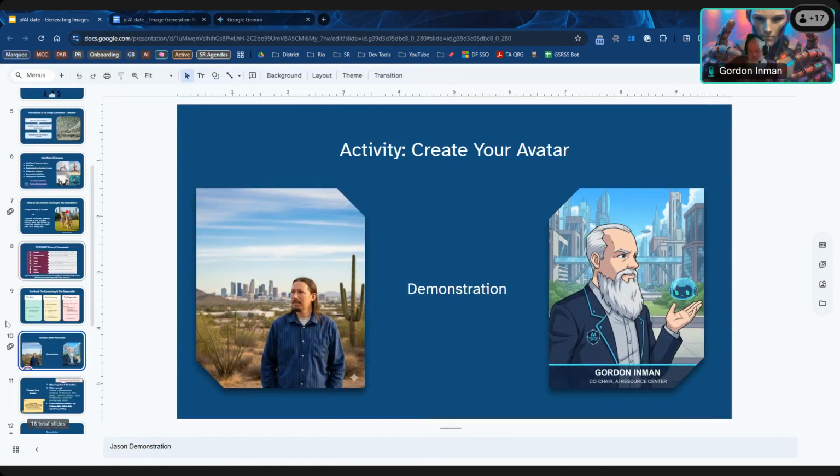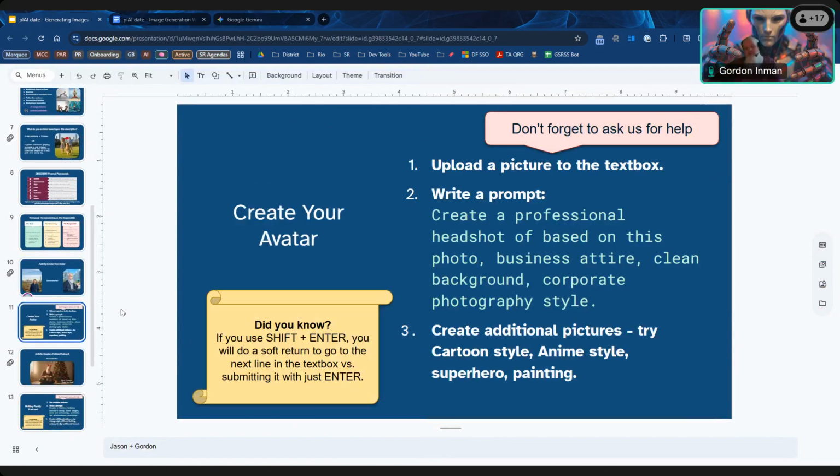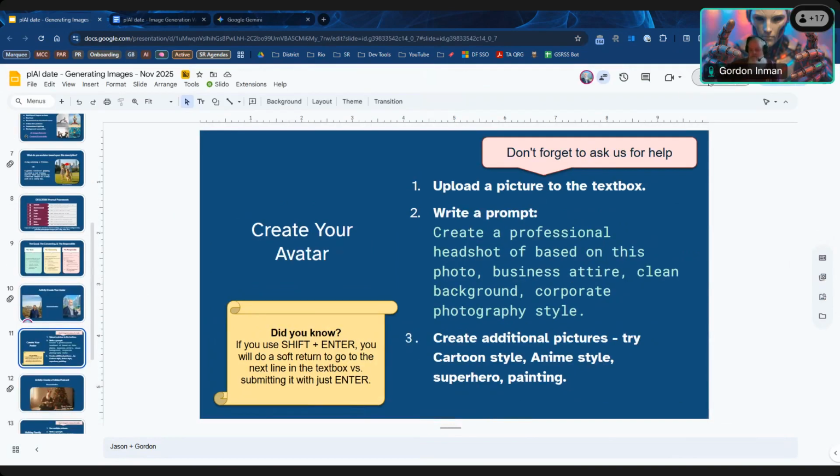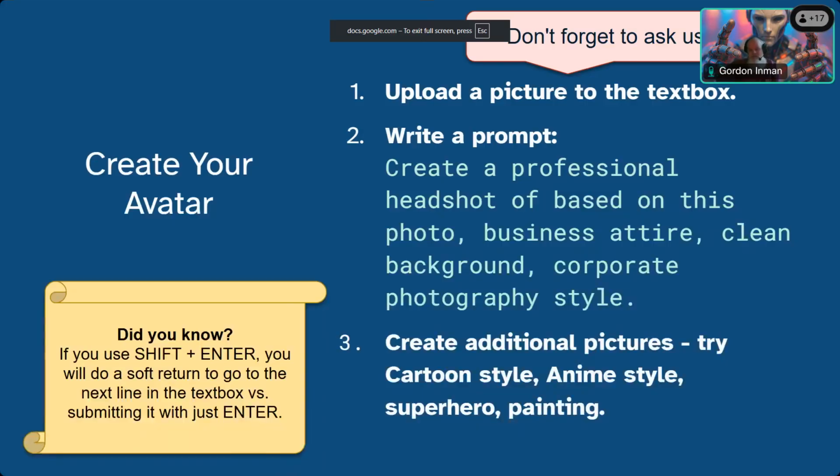And so right now, we want to give you time to give it a go yourself. If you have a picture of yourself, go ahead and try to go through the process that Jason just demonstrated and try to create a professional avatar for yourself that you could use. But also have fun with it and try different styles. If you want to make yourself into a superhero, that could be a fun, interesting way, or a painting style.